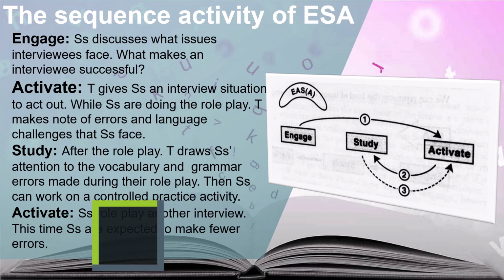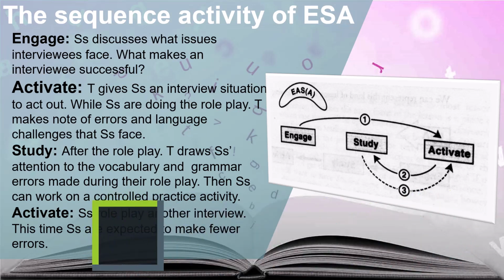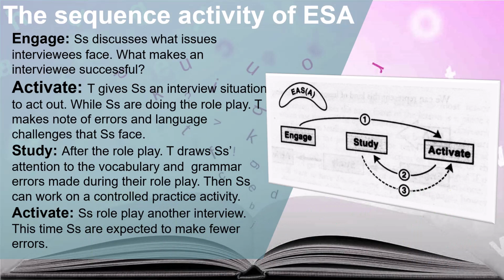Study. After the role play, teacher draws the students' attention to the vocabulary and grammar errors made during their role play. Then students can work on a controlled practice activity. Activate. Students role play another interview. This time, students are expected to make fewer errors.